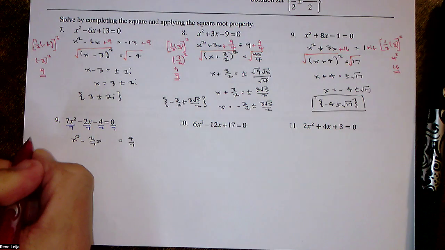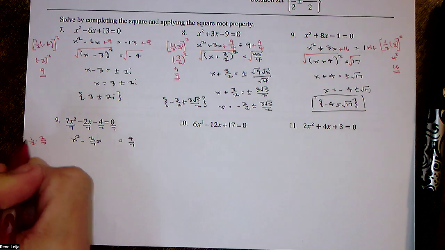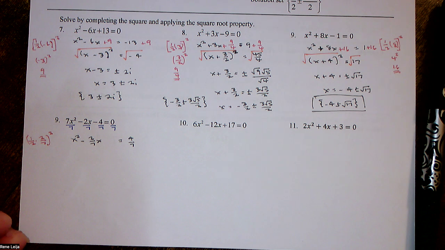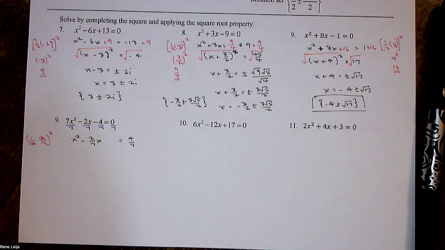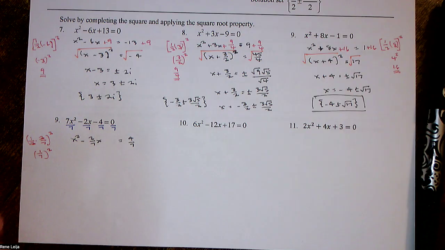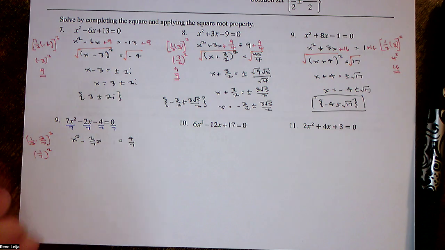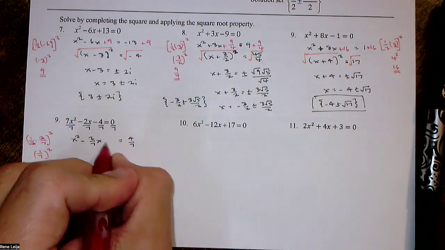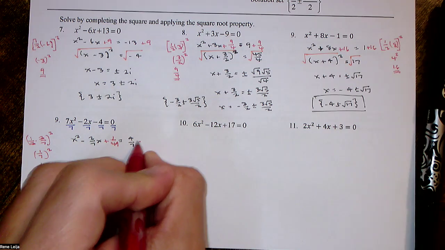I'm going to take half of 2/7, my b term, and then square it. So the 2's are going to knock each other out, so we're just left with 1 over 7. We're going to square it. So now we square a fraction, top times top over bottom times bottom. So it's 1 over 49. And that's what I add to both sides.